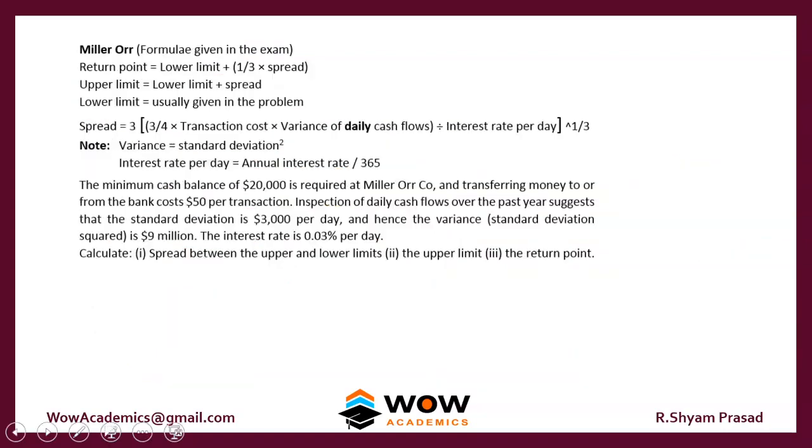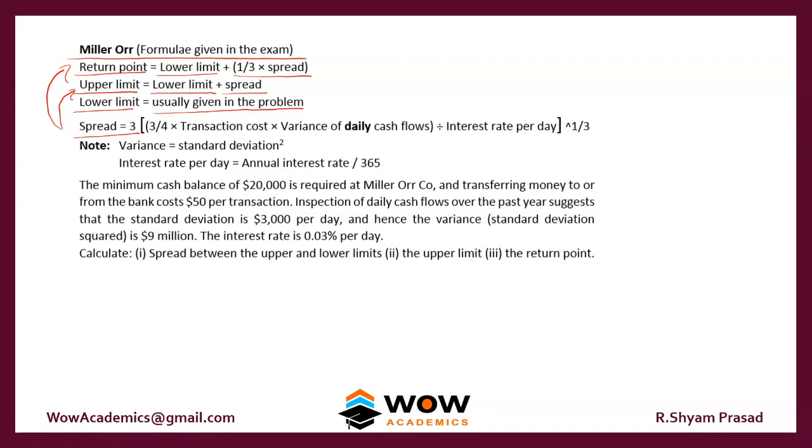We'll move on to the next problem. This is called the Miller-Orr model. So this is how it works. There's something called the return point, which is equal to the lower limit plus 1/3 of the spread. There's something called the upper limit, which is the lower limit plus the spread. The lower limit will always be given in the question, and there is also a spread, because spread is used in both the return point as well as the upper limit.